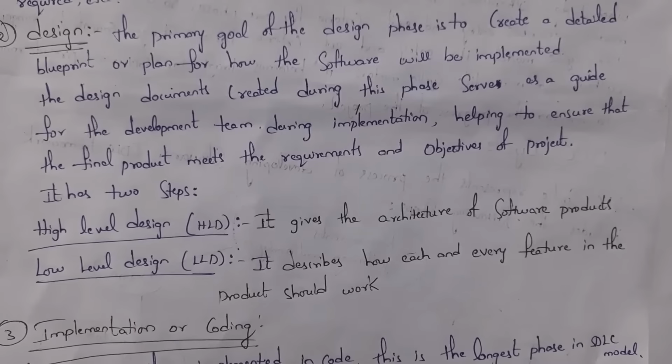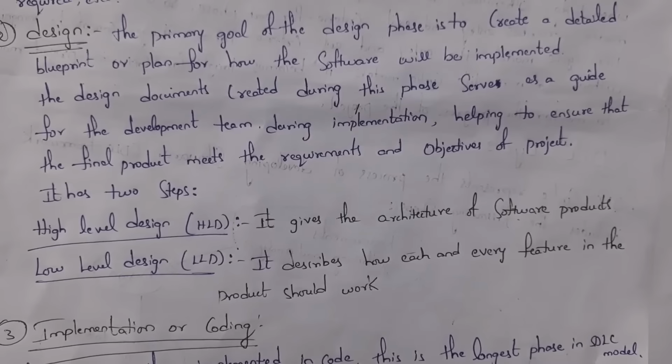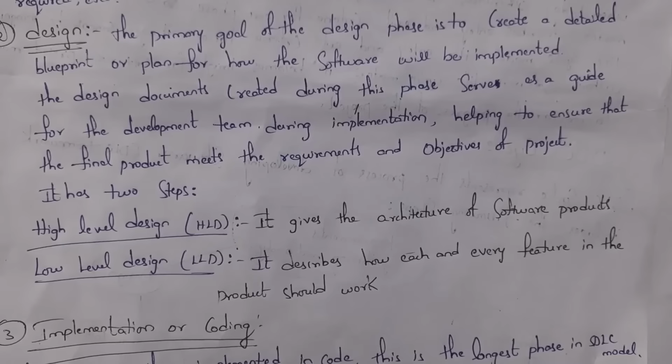This design phase contains two steps. They are high level design and low level design. High level design means it will display the complete software architecture, whereas low level design will describe how each and every feature should work in the software.